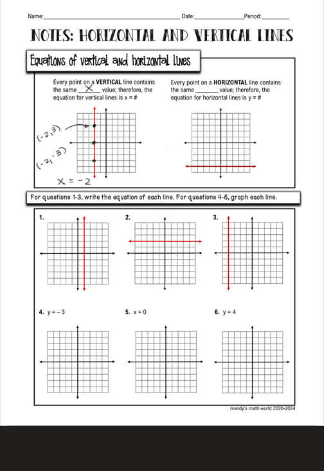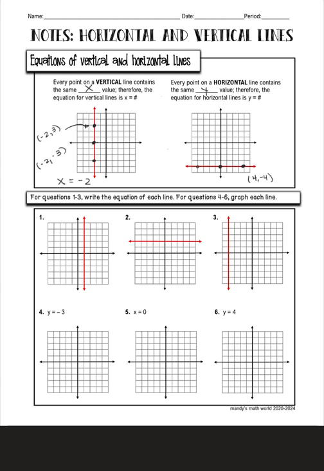All right, so for horizontal lines, every point on a horizontal line contains the same y value. Therefore, the equation of a horizontal line is y equals a number. All right, so if we take a look at this graph, we can see that it intercepts my y-axis at -4. Picking points, we can see here, we have (4, -4).